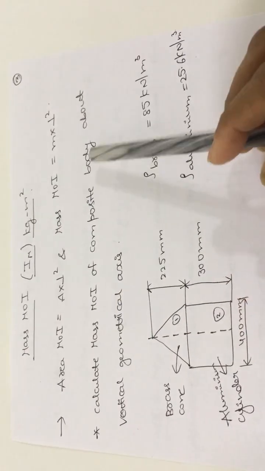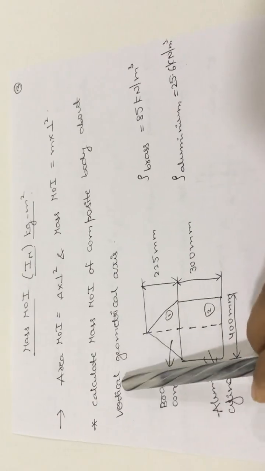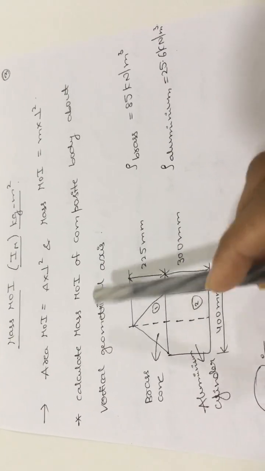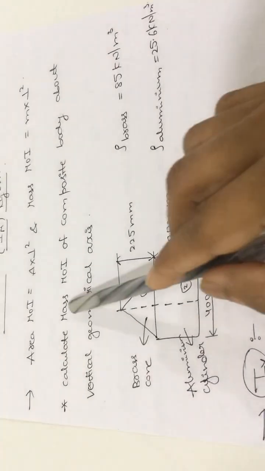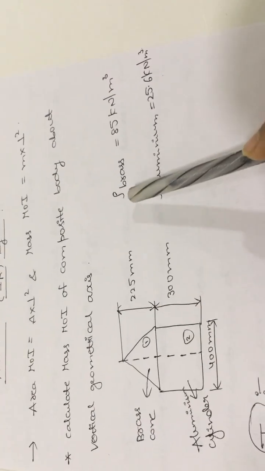So this is the given diagram and problem. Calculate the mass moment of inertia of the composite body about the vertical geometrical axis. The vertical geometrical axis, for this diagram, is the y-axis. So we need to consider the geometrical considerations of the first section and second section also. And here density values are given for this question.